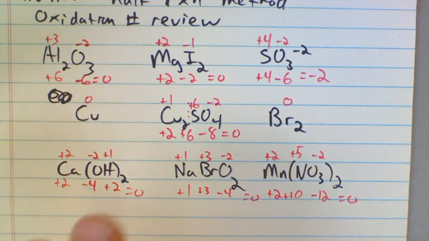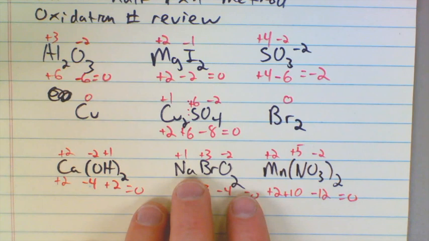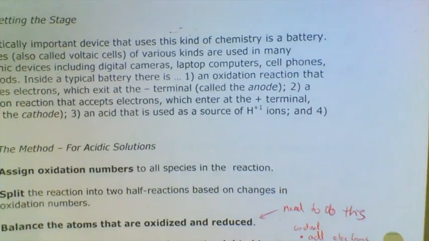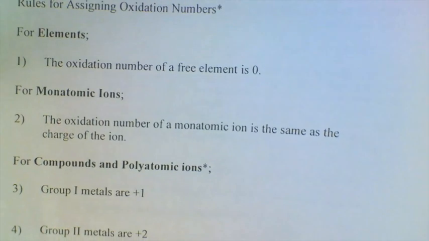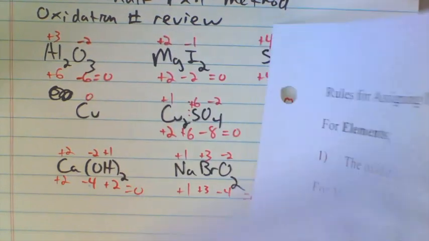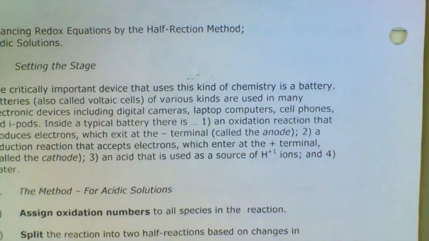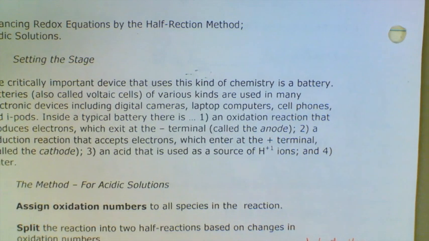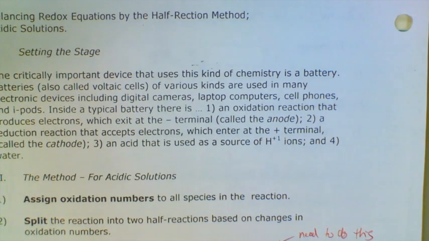Okay, so this is the first step to what we're doing today. What I want you guys to direct your attention to is the back side of this sheet. In the front sheet, you had the rules for assigning oxidation numbers. Now we're going to flip it over, and we're going to do this method of balancing using the half reaction method. This is the kind of method we use for reactions involved in rusting or those reactions found in batteries.